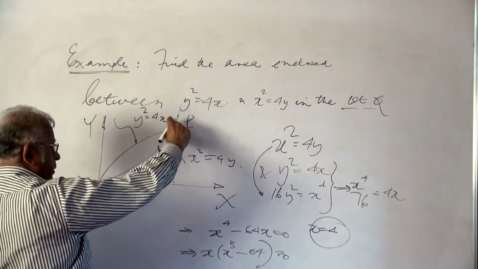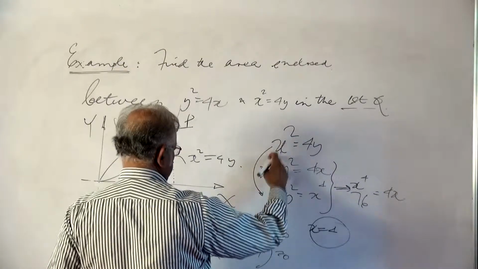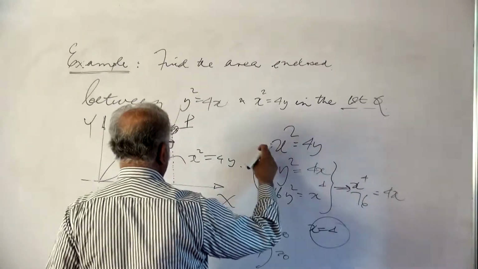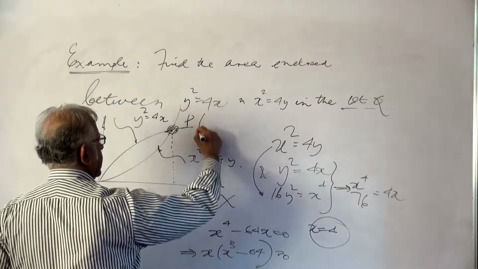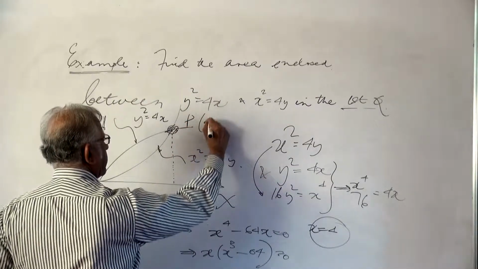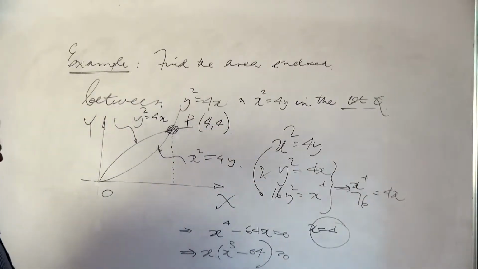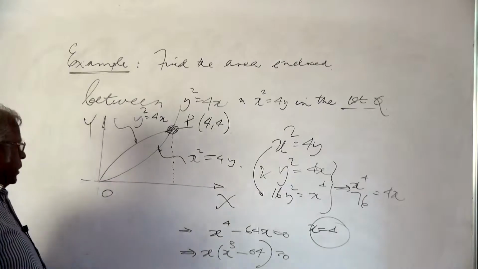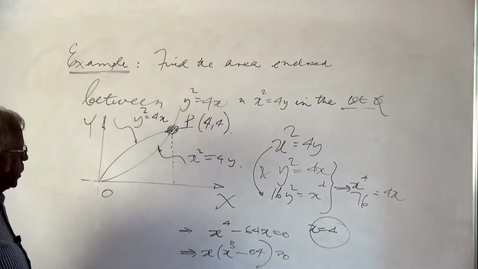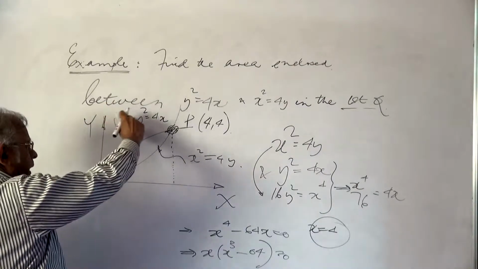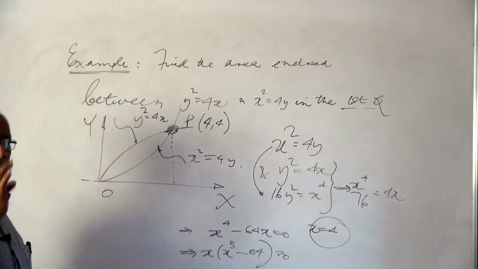Now when x is equal to 4, we can substitute 4 square is 16, and the corresponding value of y is actually also 4. So this point P becomes nothing but the point (4, 4). That's it. So we are partly home. That means we know the limits of the integration, 0 to 4. And what is y2 minus y1? This upper curve was taken as y is equal to y2 and this lower curve was taken as y1.